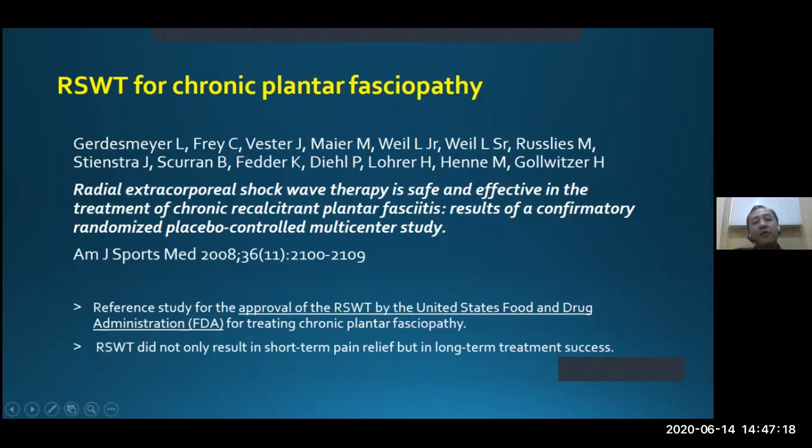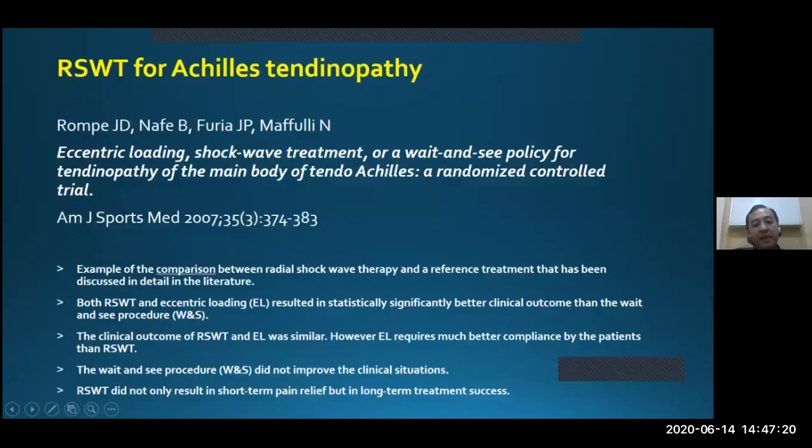This is shockwave for Achilles tendinopathy. The example is shockwave combined with exercise, combined with eccentric loading, versus treatment of the tendinopathy without shockwave, only exercise loading. But the combination of shockwave with the eccentric loading exercise is very good, and results not only in short-term pain relief, but in long-term treatment success as well.